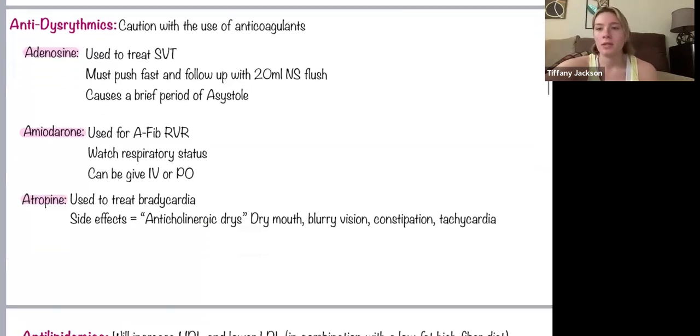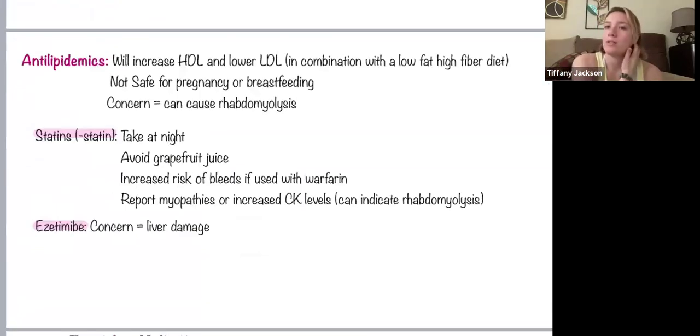Alrighty, up next are our anti-lipidemics. The whole goal is to increase HDL, which is our good cholesterol, our happy cholesterol, and lower LDL, which is our bad cholesterol. Obviously, they must be used with diet and exercise.